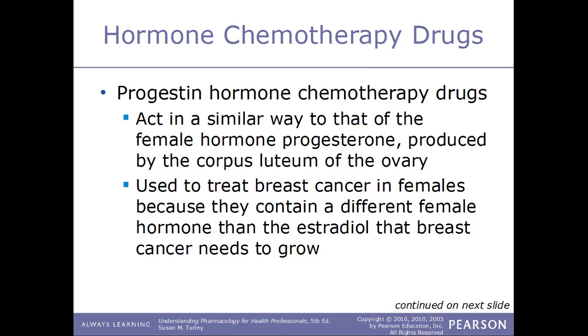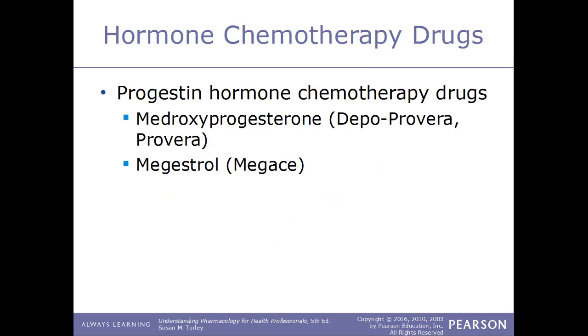Another example of hormone chemotherapy drugs are the progestin hormone chemotherapy drugs. Now these act in a similar way to that of the normal female hormone progesterone, which is produced by the corpus luteum of the ovary. And this is used to treat breast cancer in females because they contain a different female hormone other than estradiol, which is what the breast cancer needs to grow. And some examples of this kind of drug would include medroxyprogesterone, also known by the names Provera, Depo-Provera, and Megestrol, also known by its trade name Megace.